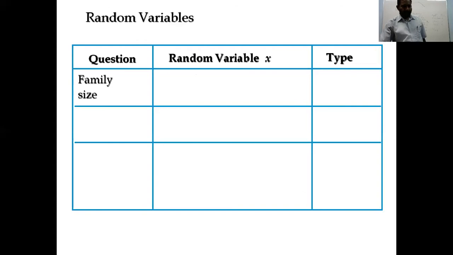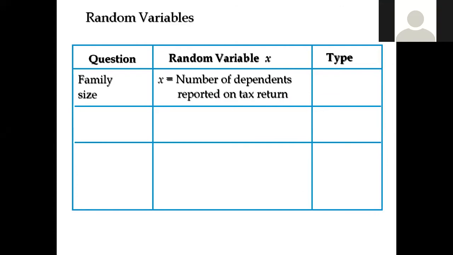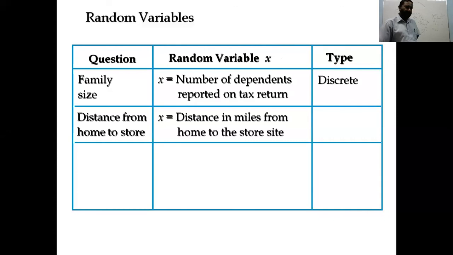Right. Family size. Is it finite? Discrete or continuous? Discrete. Number of dependents reported on a tax return in a family. Maybe the husband is working, wife is working, daughter is working, son is working. So what type of data is that? Discrete. So numbers, right? Distance from the home to the shop. It is measured in miles. What do you think? Continuous. It is continuous.